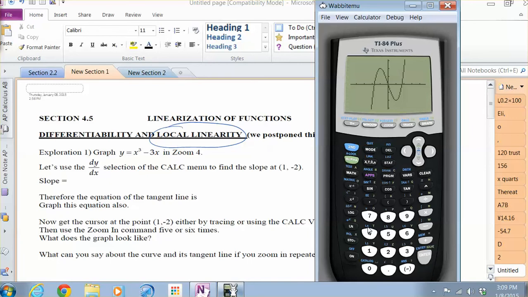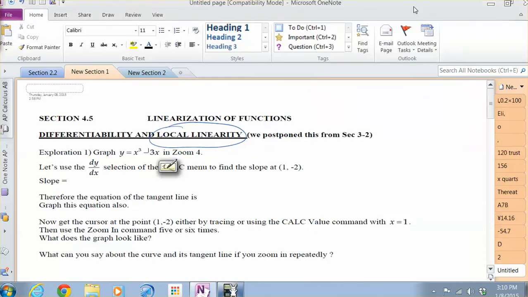There's a good reason why I want to use zoom 4, and you'll understand that reason in a couple of minutes. Now the next thing I want to do is find dy/dx, or the derivative, at (1, -2). The nice thing about these calculators is that you can actually find the value of a derivative for a graph. If I hit second trace, which is the calc feature, and option 6, which is dy/dx, and type in x equals 1, you'll see that we get the value for the derivative, which is 1E-6.